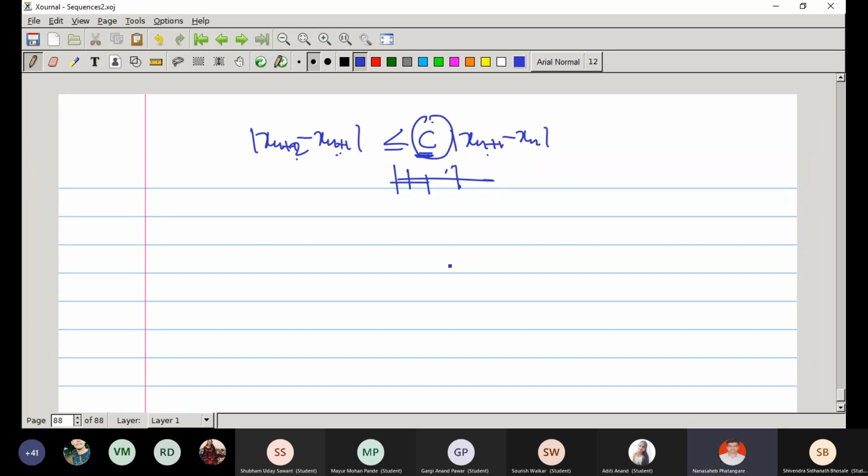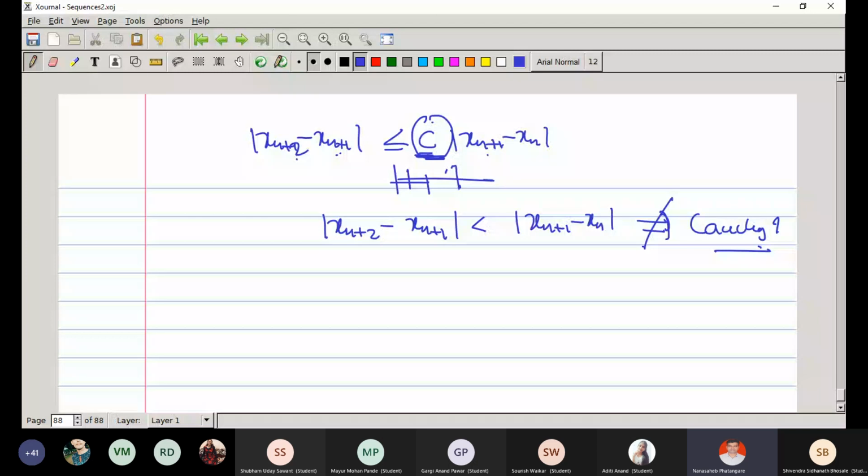Only less than is not sufficient. Right, so xn plus 2 minus xn plus 1 being less than xn plus 1 minus xn does not imply Cauchy. It should reduce by some fixed constant factor, and that constant factor controls the terms. That is basically the controlling factor. So you should think about such things. What is the role of c? You see the proof of contractive implies Cauchy.